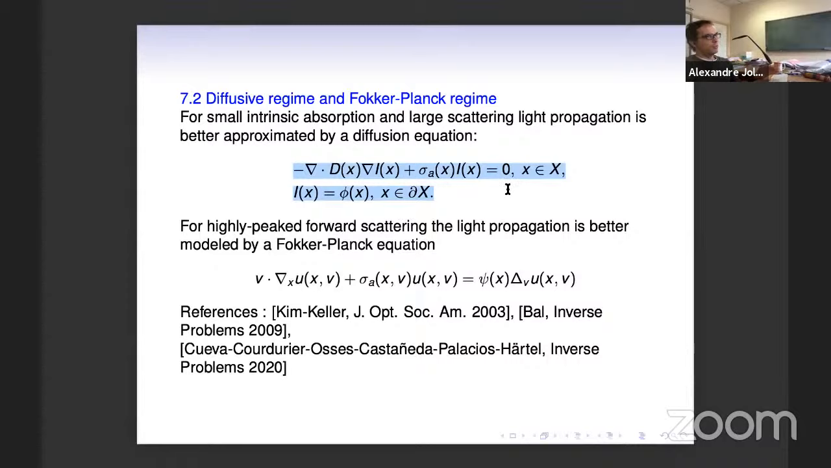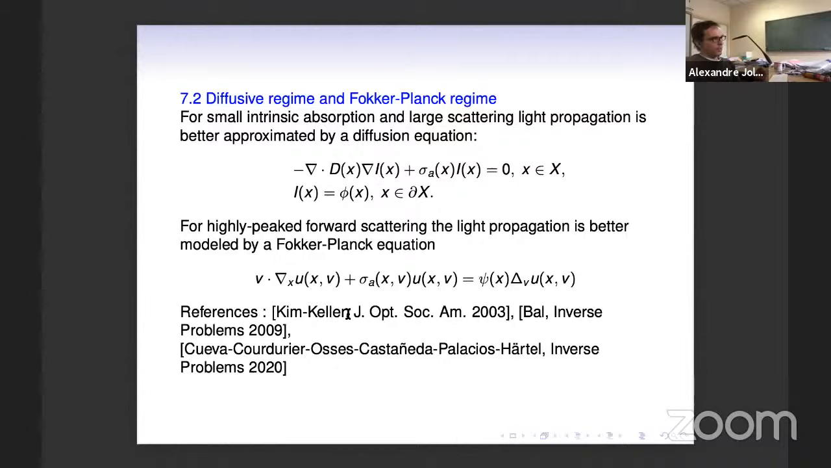Another transport regime is given by the highly peaked forward scattering, where the scattering is very high for the forward direction. So if you have a photon which travels like this, the scattering is very high for directions close to the initial direction. In that case, the light propagation is better modeled by a Fokker-Planck equation, which is given here. And I give reference to Kim and Keller.